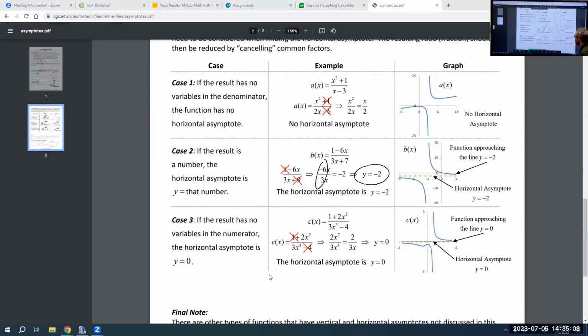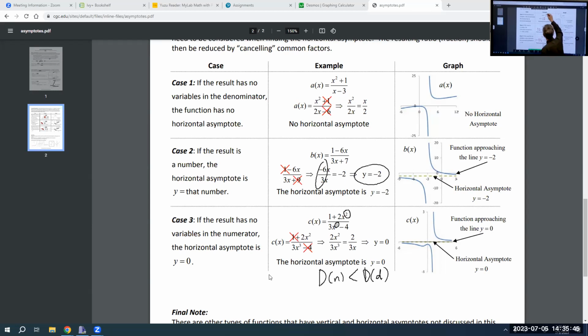Case 3, if the result has no variables in the numerator, the horizontal asymptote is y equals 0. Another way this is phrased is if the degree of the numerator is smaller than the degree of the denominator. I think that's how our book says it. That's how the textbook of my pre-calculus class teaches it. If the degree of the numerator is less than the degree of the denominator, that's going to occur. So think about if this goes out to infinity, if this goes to negative infinity, what's going to happen? These are the 3 cases that can occur.